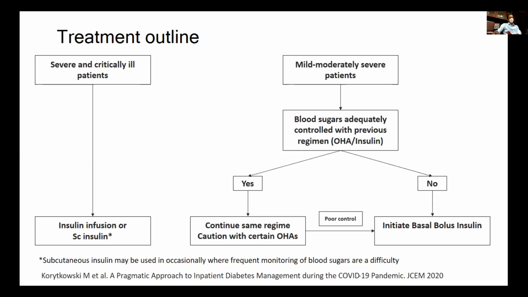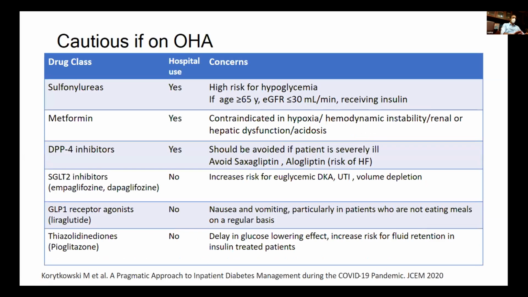So if it is not controlled with the previous regimen, we have to initiate basal bolus regimen, which we discussed previously. Coming to the oral agents, a few words of caution because a major group of patients will be on oral agents when admitted to the COVID hospital. So if any patient is on glimepiride or glibenclamide, we should be very careful for hypoglycemia in those who are elderly, who have renal failure, or who are receiving insulin, because in these patients the risk of hypoglycemia is higher.